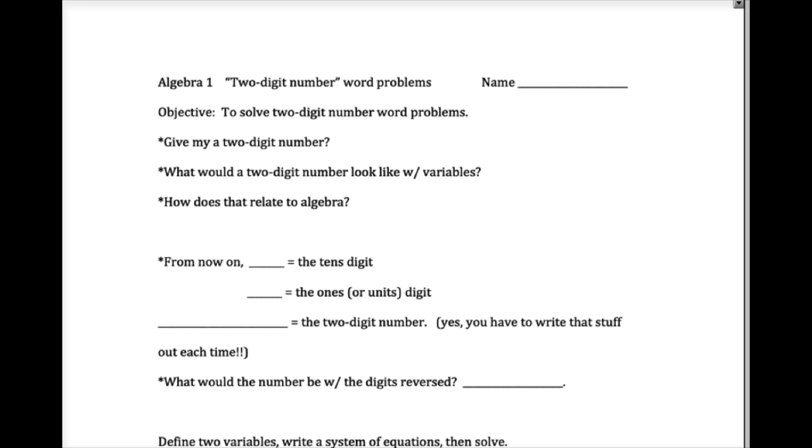All right, someone raise their hand and give me a two-digit number, make it up off the top of their head. Kevin. Quinlivan. 23. Very good. What would that number look like with the variables? What if you didn't know Quinlivan said 23? X. 20 plus 3. XY.